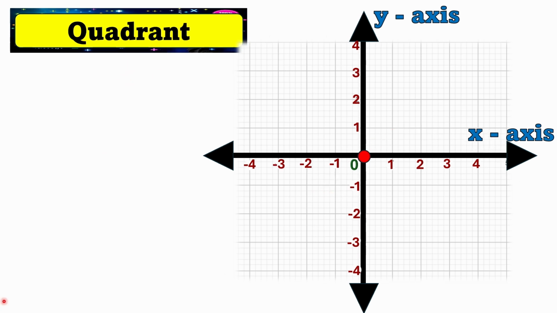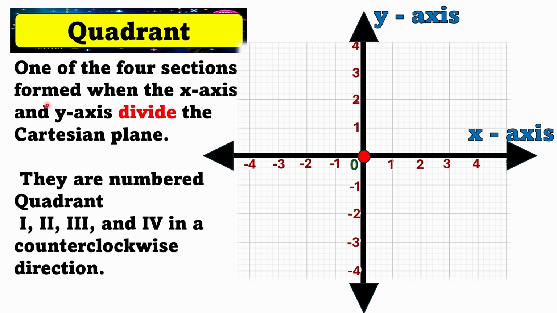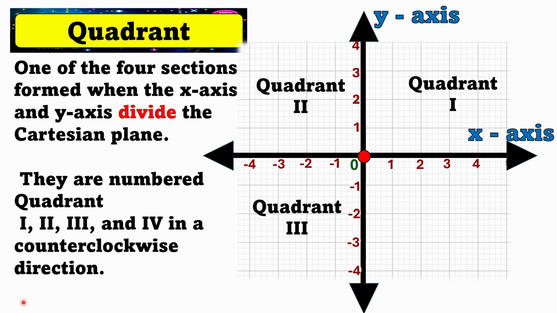Now let's have quadrant. It is one of the four sections formed when the x-axis and y-axis divide the Cartesian plane. They are numbered quadrant 1, 2, 3, and 4 in a counterclockwise direction. We have quadrant 1 or the first quadrant, quadrant 2 or the second quadrant, quadrant 3 or the third quadrant, and quadrant 4 or the fourth quadrant.